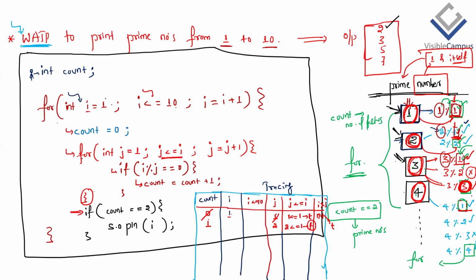Count equal to 2. What's the count value? 1. Is 1 equal to 2? It's false. Therefore, will JVM enter this body? No. After that, what is there? Closing of the for loop, but the outer for loop is not terminated yet. Therefore, JVM comes to this i value incrementation. i becomes plus 1.